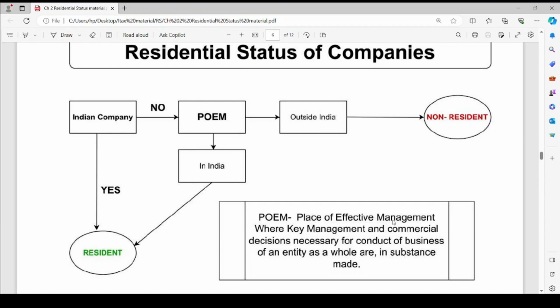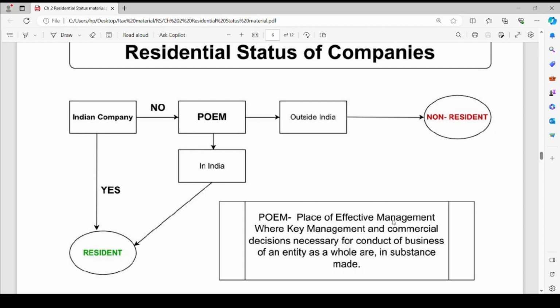If the POEM is in India, that is, the key management persons, the decision makers, are resident in India, then the company is considered to be resident in India. If the place of effective management is outside India, the company is considered to be non-resident. There is no further classification into ROR or RNOR.